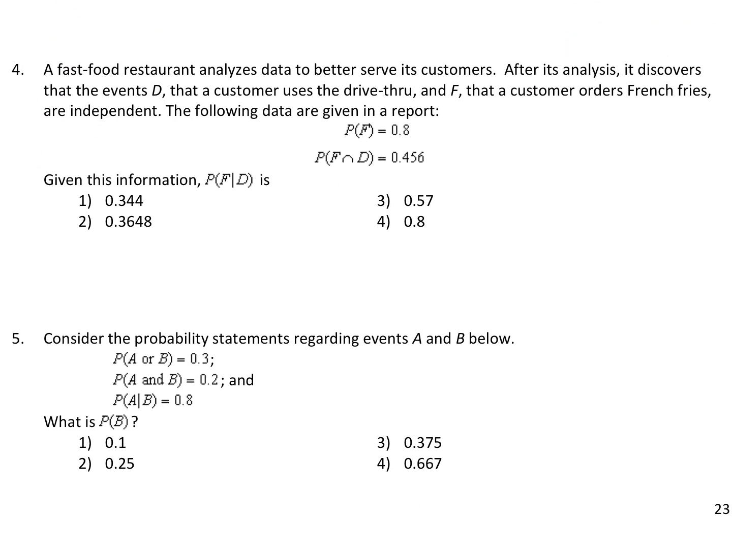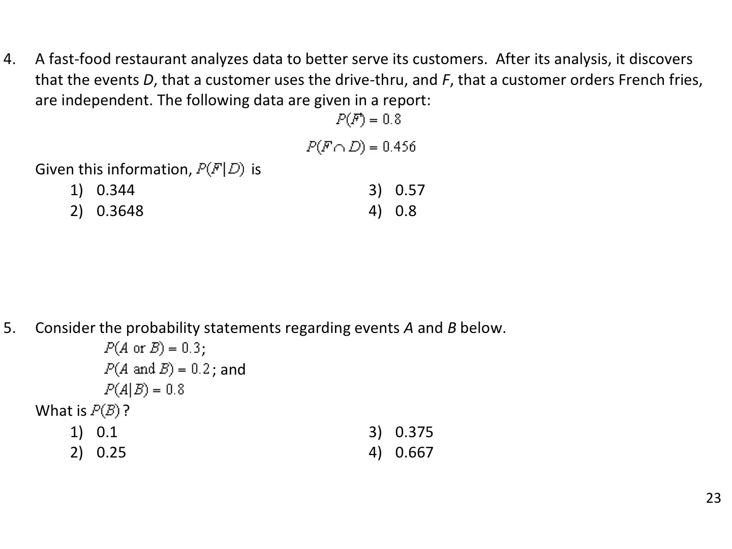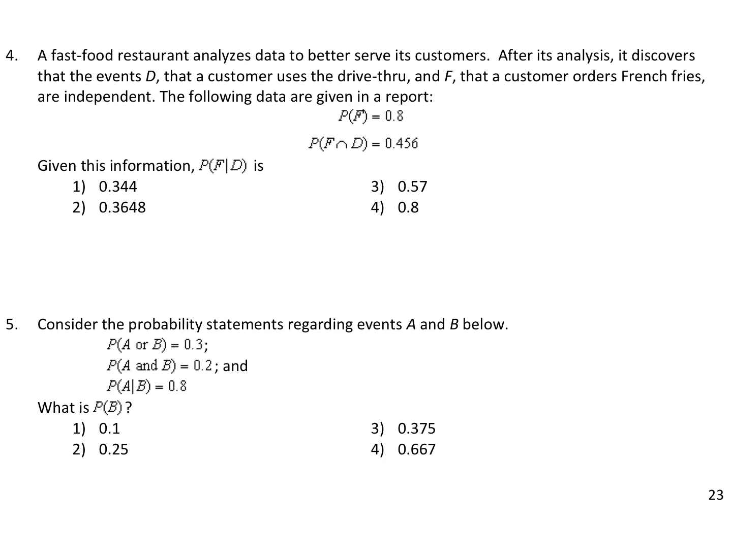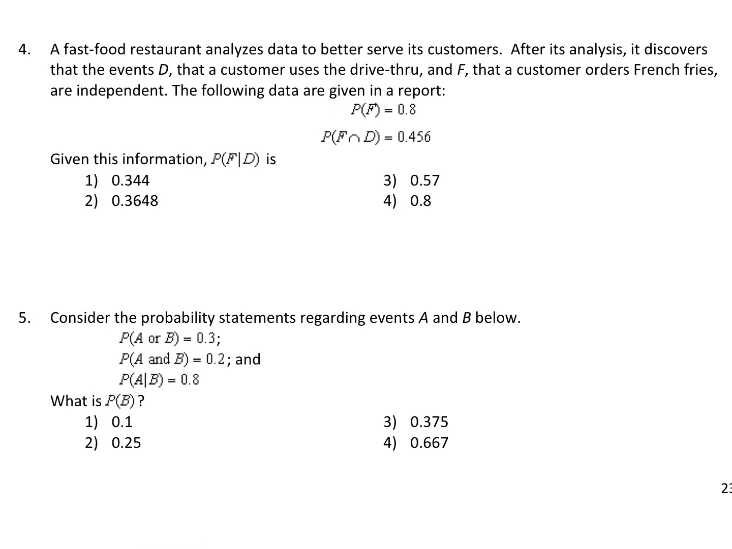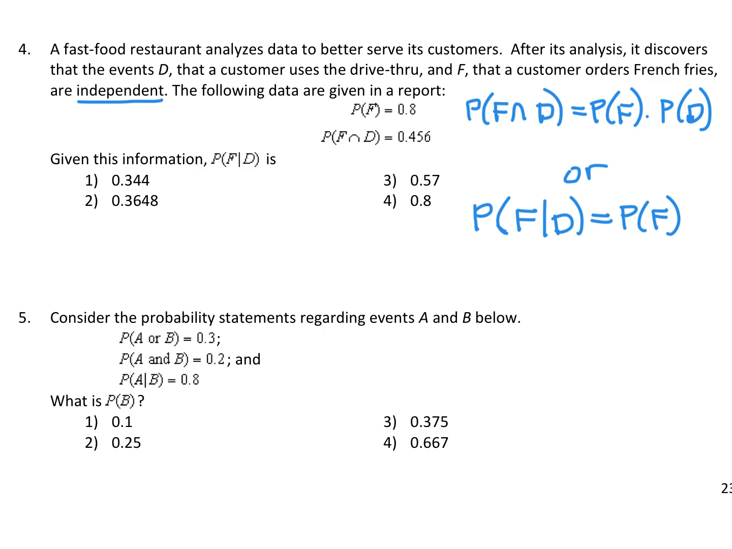Okay, number 4. A fast food restaurant analyzes data to better serve its customers. After its analysis, it discovers that the events D, that a customer uses the drive-thru, and F, that a customer orders French fries, are independent. The following data are given in a report. All right, so these are our two independent formulas. We have our first one right here, and we have our second one right here.